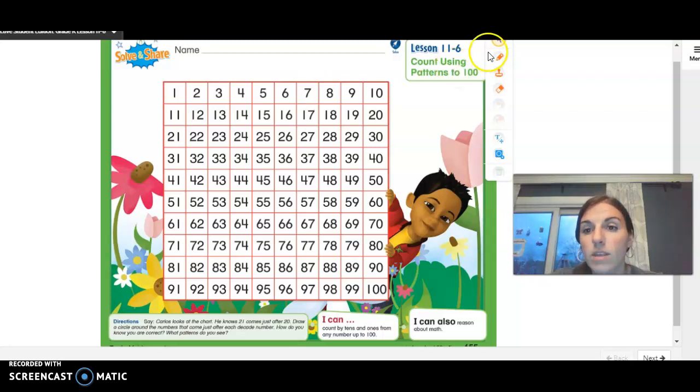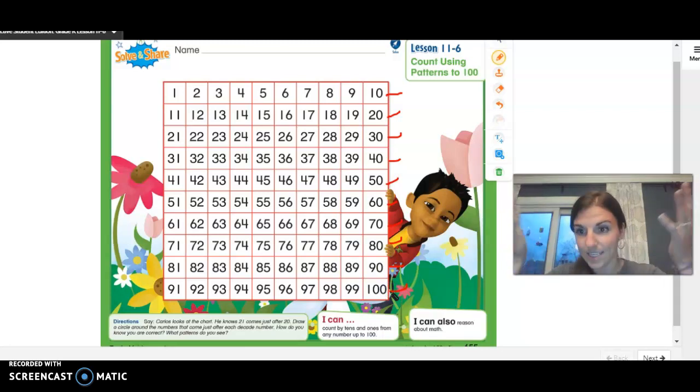So remember, the decade numbers are 10, 20, 30, 40, 50, 60, 70, 80, 90, 100. Those are the decade numbers. They go up by tens, and a decade is 10. Like 10 years, your decade, that's 10 years. Okay, so these are decade numbers. They go up by tens.